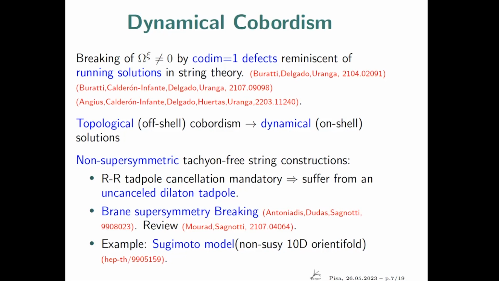I don't really have to say this again. There are non-supersymmetric tachyon-free constructions, which we mentioned in the previous talk. They have brane supersymmetry breaking, and we have the Sugimoto model, and so on. So this will be of interest next.